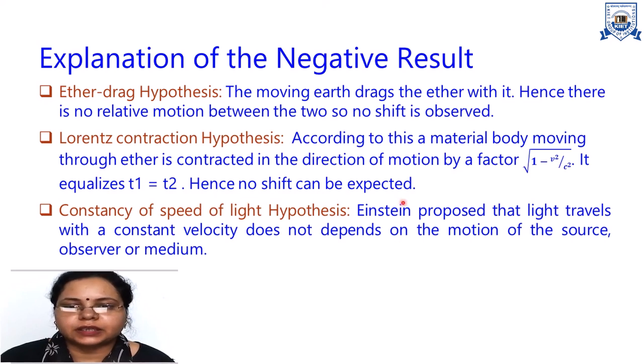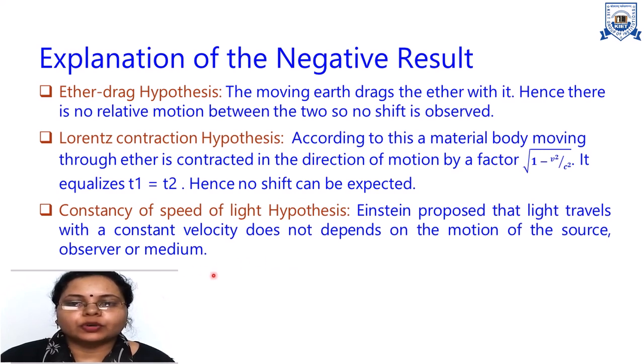Third is the constancy of speed of light hypothesis. Einstein proposed that light travels with a constant velocity, which does not depend on the motion of the source, observer or medium. While in the Michelson-Morley experiment, Michelson and Morley had taken the velocity of light in the positive x direction as c minus v and in the opposite direction as c plus v. So according to Einstein, the velocity of light is constant. It does not depend on the motion of the source, observer or medium.